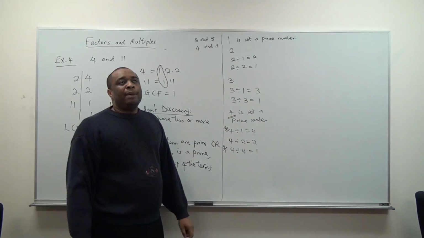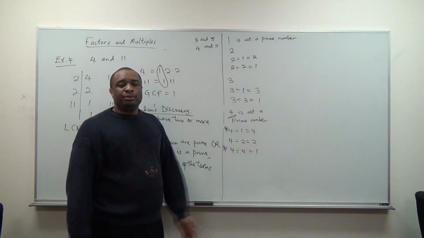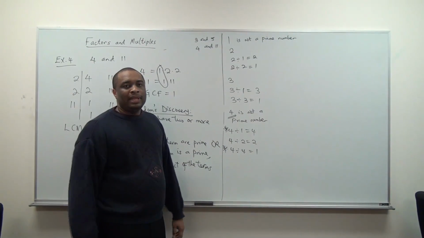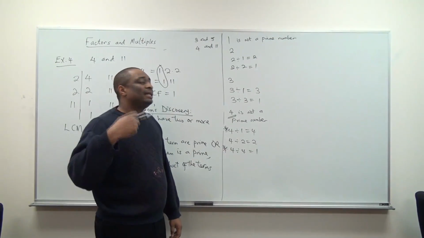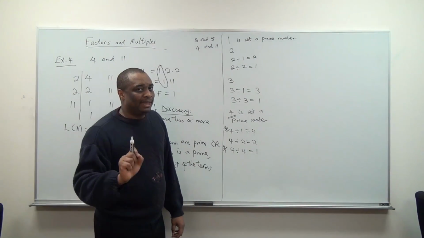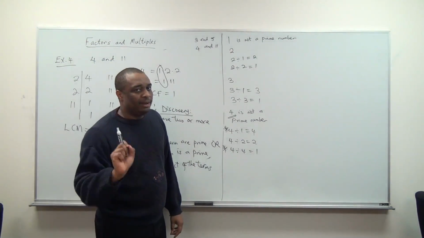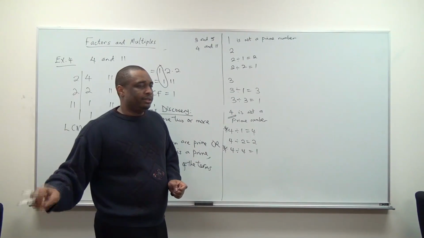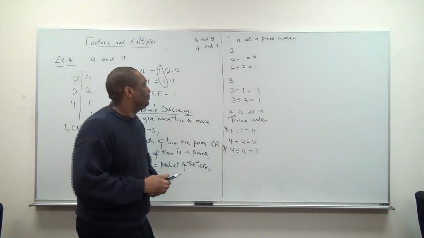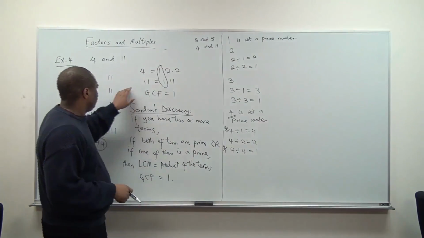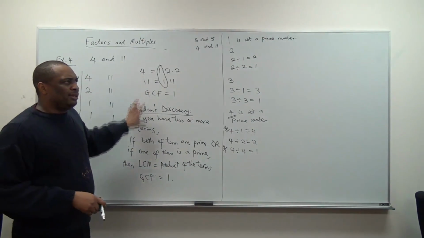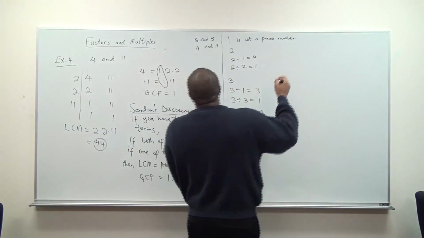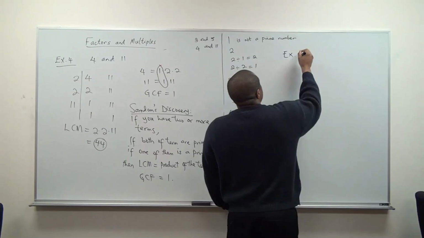If you count prime numbers from 1 to 10, you look at 2, 3, 5, 7. Now, 9 is not a prime number because 9 can also be divided by 3, which gives you 3. So 9 is not a prime number. Okay, I hope you have understood this so far. Let's do more examples. Example 5.